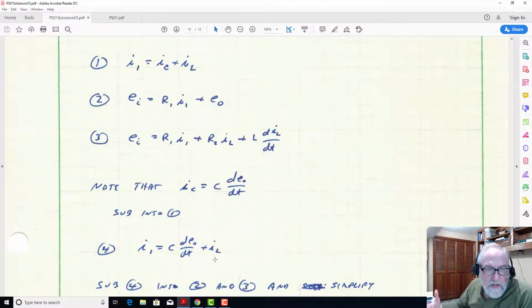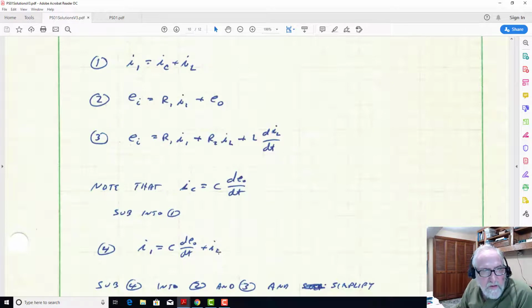this new recapitulation of the current law that says that I sub 1 is equal to the derivative of E sub O times the capacitance plus I sub L. Now we have three equations with all the variables we need and no extraneous ones. So now it's just a question of solving and substituting.